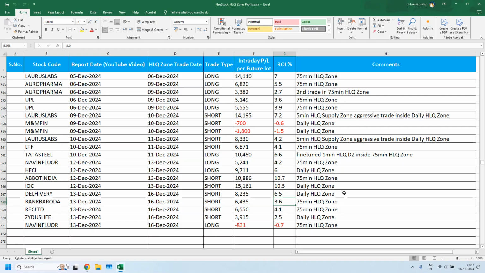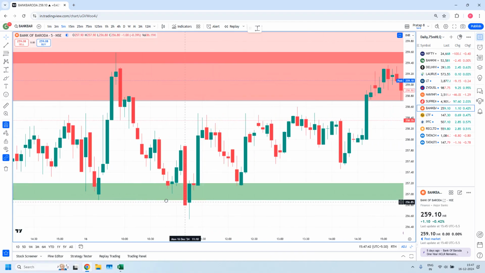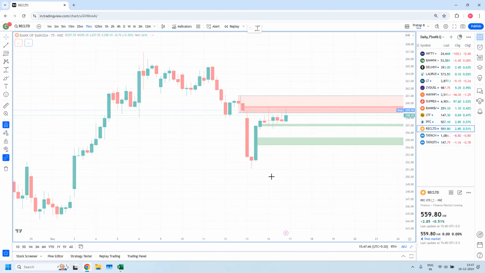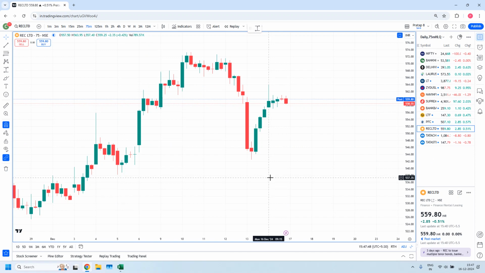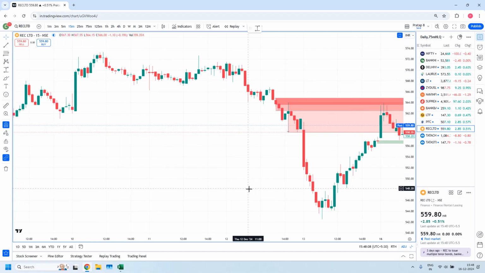Bank of Baroda. And the next one is REC Limited. REC Limited is again a 75 minutes high liquidity zone. We have a drop, base, drop. This is also a very clean and neat trade. Drop, base, drop. Fine-tuned with the 15 minutes time frame.